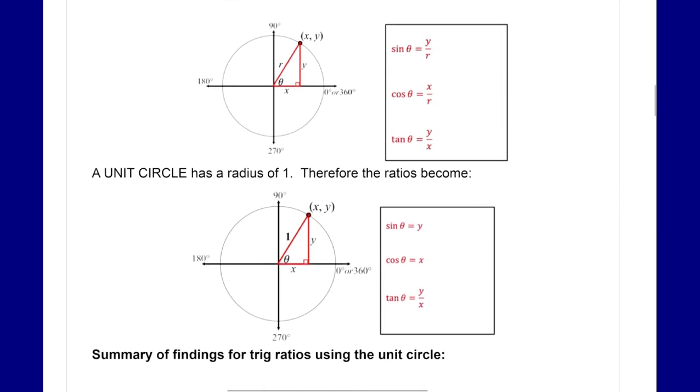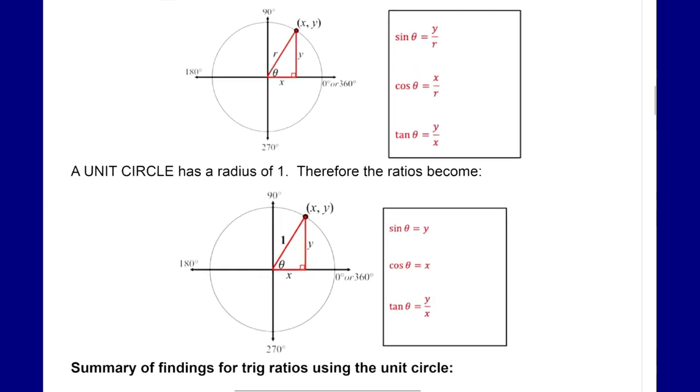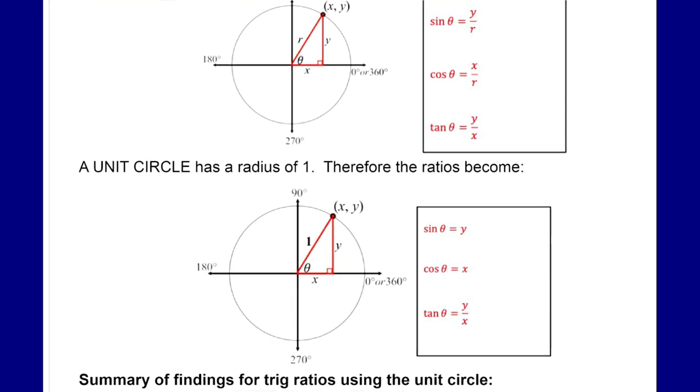Now, a unit circle is specific because it is the same idea, but it has a radius of 1. So when we include that radius of 1, we see that the ratios now become sine is equal to y, cosine is equal to x, and tan is equal to y over x. Tan we're not really concerned about because when we're dealing with our sinusoidal functions for our sine or cosine waves, we're dealing with only sine or cosine.